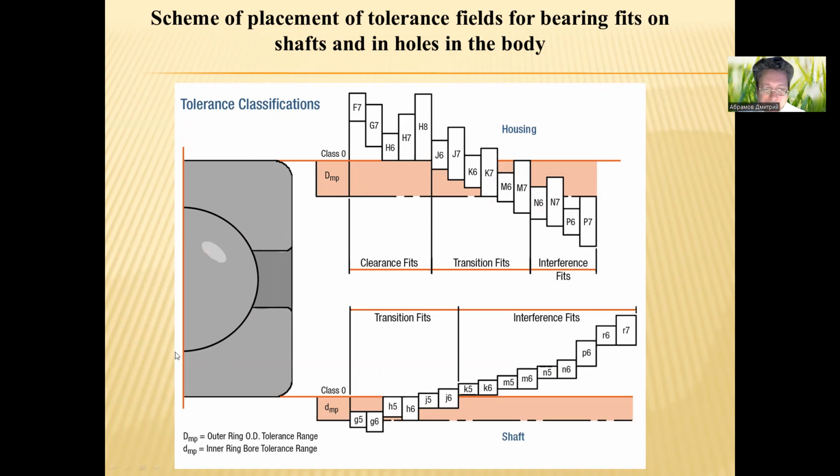In the connection of the inner ring of the bearing with the shaft, we can see transition fits and interference fits. For the interference fits, we use tolerance fields K5, K6, M5, M6, N, P, and R, 6 and 7. For transition fits, we use G5, G6, H5, H6, J5, J6, tolerance fields of the shafts.